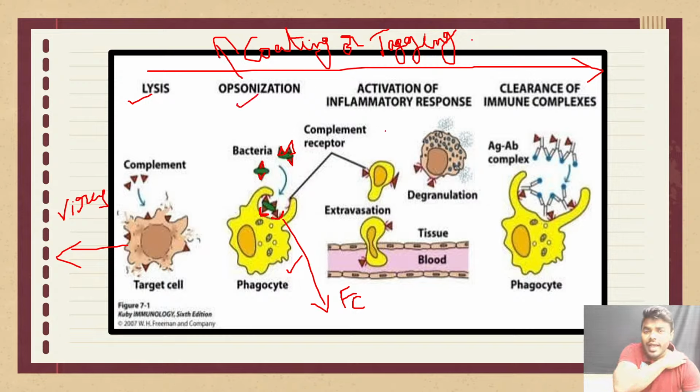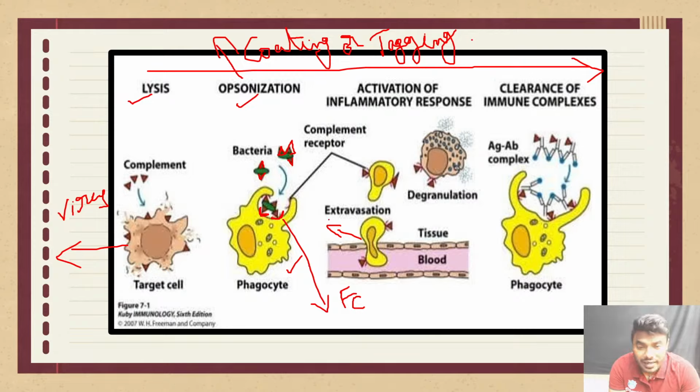Next one, activation of the inflammatory response. All the students look into the diagram very carefully. As an example, this is a particular WBC cell. It has to enter into the area where the damage occurred. Why does it have to enter into the damaged area? We're going to read it very elaboratively in the process called inflammation. It has to enter into the area where the damage occurred.